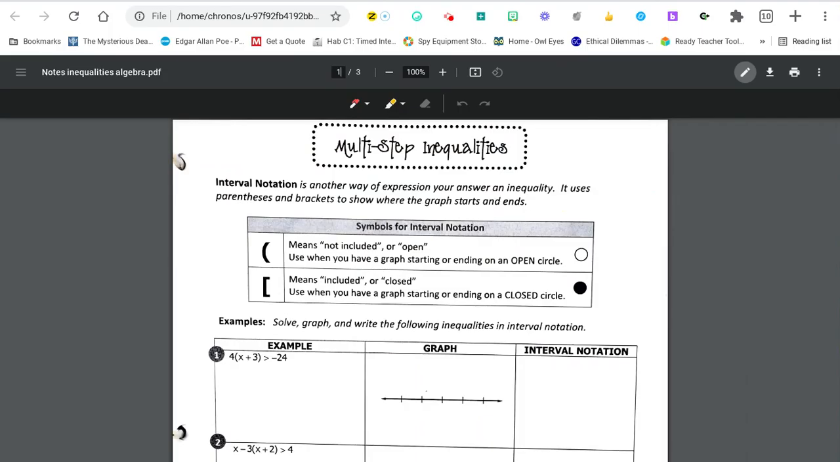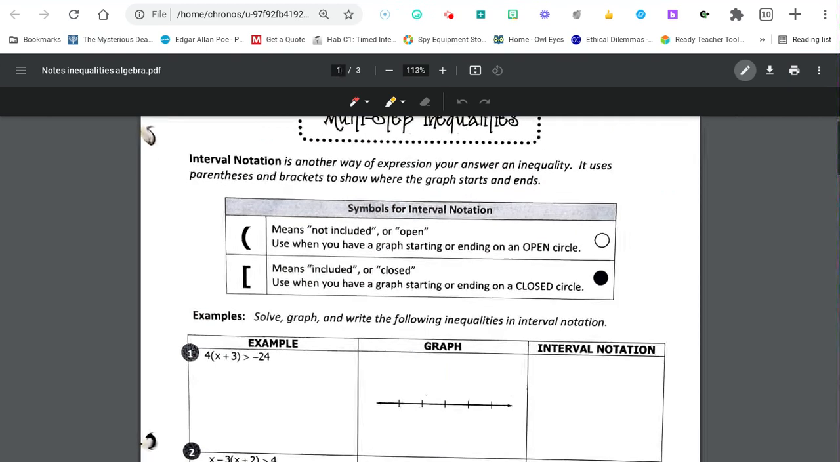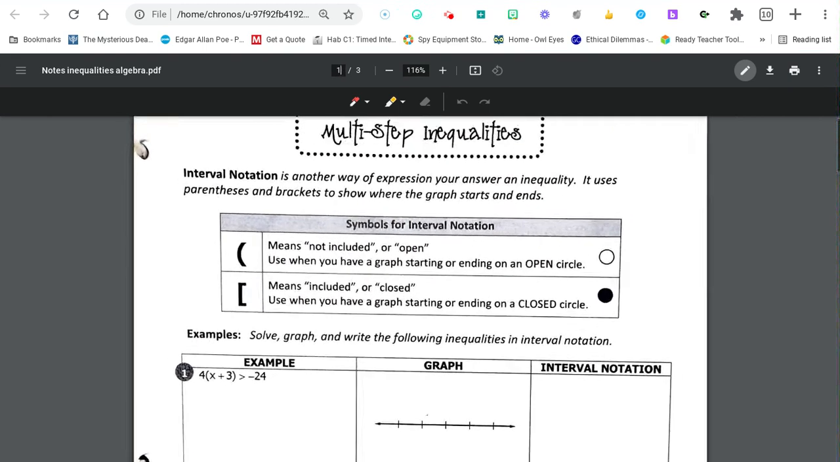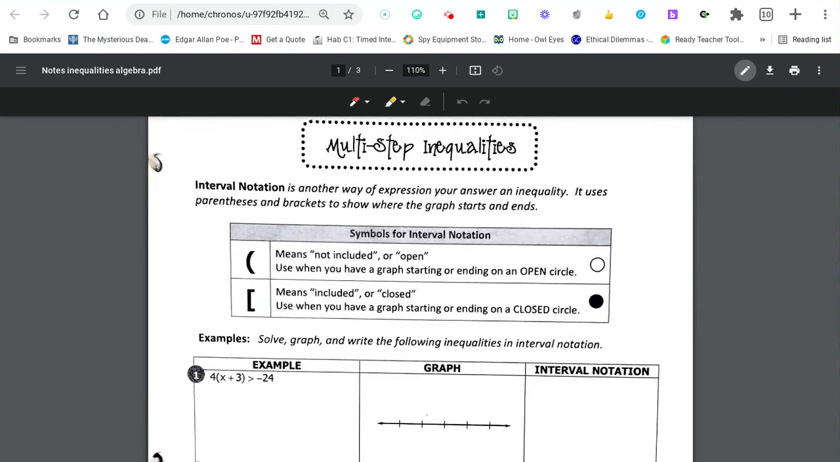Make sure you pause the video and get all this written down, please. Okay, let's go back and take a look at some examples. But before we get into 8th grade multi-step inequalities, I'm going to teach you interval notation. I didn't teach you that last year, so something new, okay? All right, so interval notation is another way of expressing your answer as an inequality.